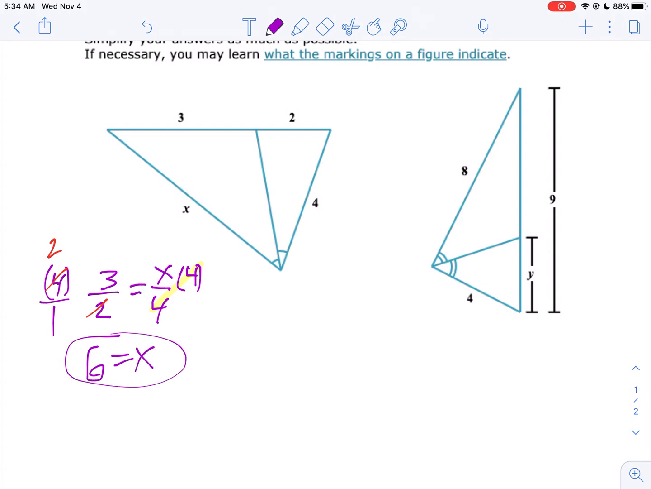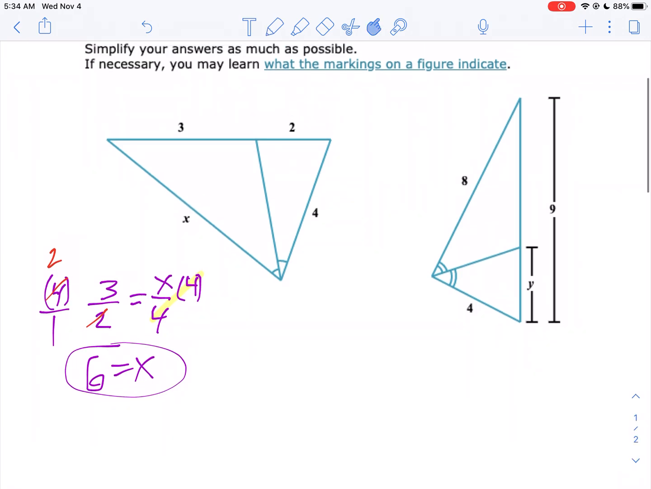Let's take a look at another one. This one, you have to do a little bit more thinking, a little bit more algebraic thinking, I should say, because I didn't give you this expression here. But I did give you the whole length is 9. And then this length is y.